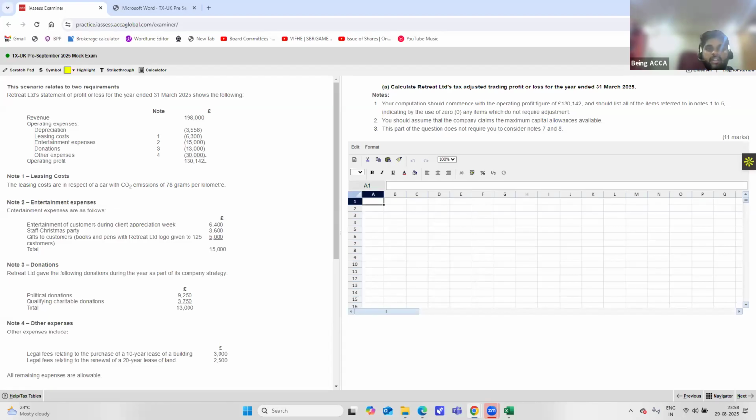Yes. So we are starting off with 130,142. From this, depreciation, should we take it: allowed or disallowed? Yeah, that is understandable. But one simple sign change from plus to minus, or minus to plus, and the entire answer goes for a toss.